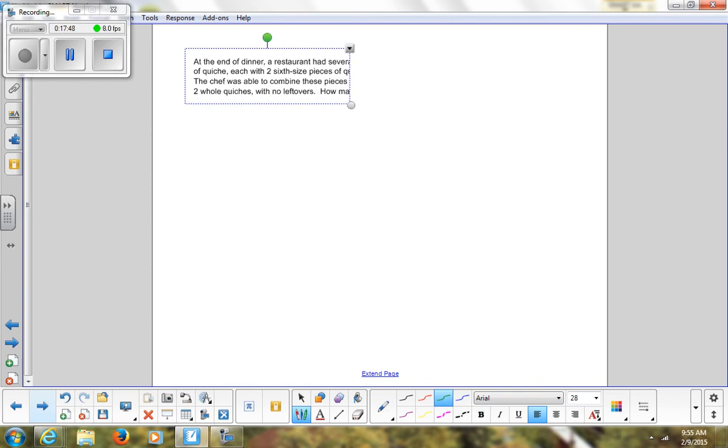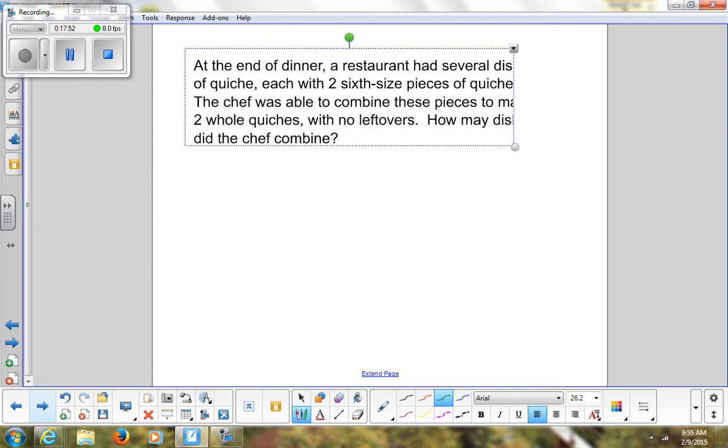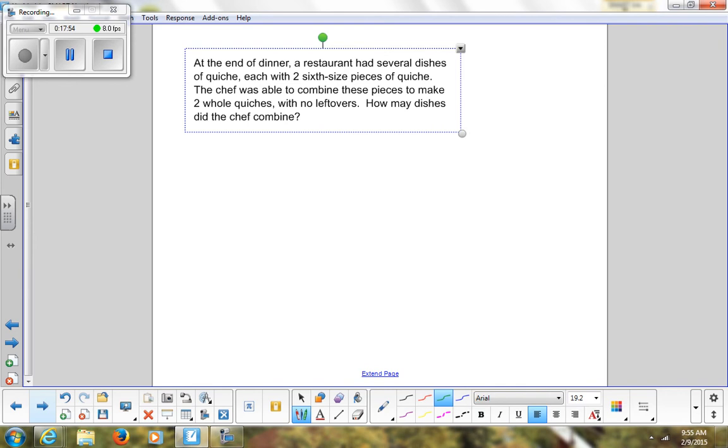Okay, at the end of dinner, a restaurant had several dishes of quiche, each with 2 6-size pieces. So how much is my circle going to be? 6. No, because it doesn't go across.